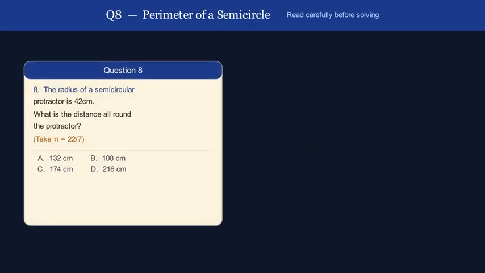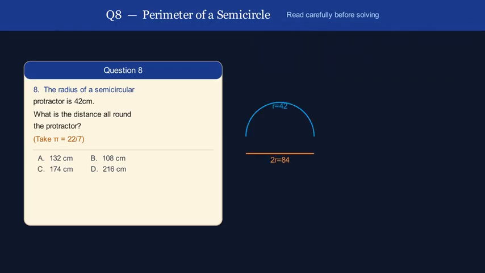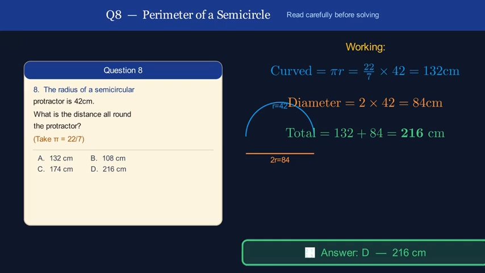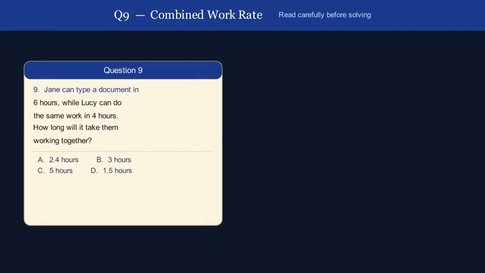Question number 8. The radius of a semicircular protractor is 42 centimeters. What is the distance around the protractor? So you first get the circumference of the semicircle. After getting the circumference, do not forget to add the diameter, since we have been asked for the distance around, not just the circumference.